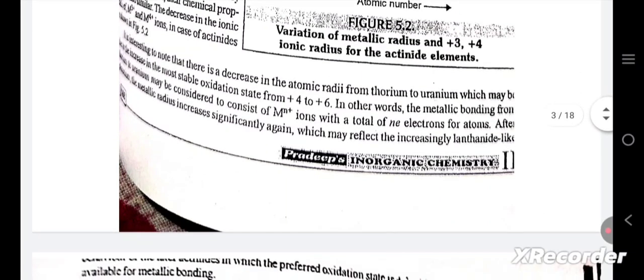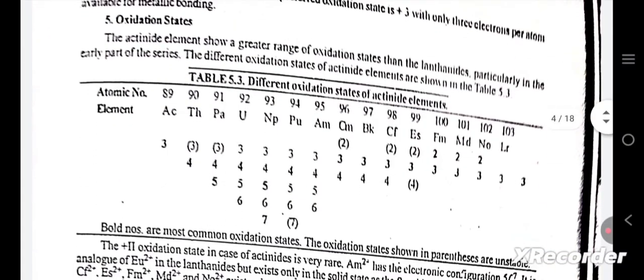But it is interesting to note that there is a decrease in the atomic radii from thorium to uranium, which may be due to the increase in the most stable oxidation state from +4 to +6. In other words, the metallic bonding from uranium may be considered to consist of Mn+ ions with a total of n electrons per atom. After that, the metallic radius increases significantly again, which may reflect the increasingly lanthanide-like oxidation state.